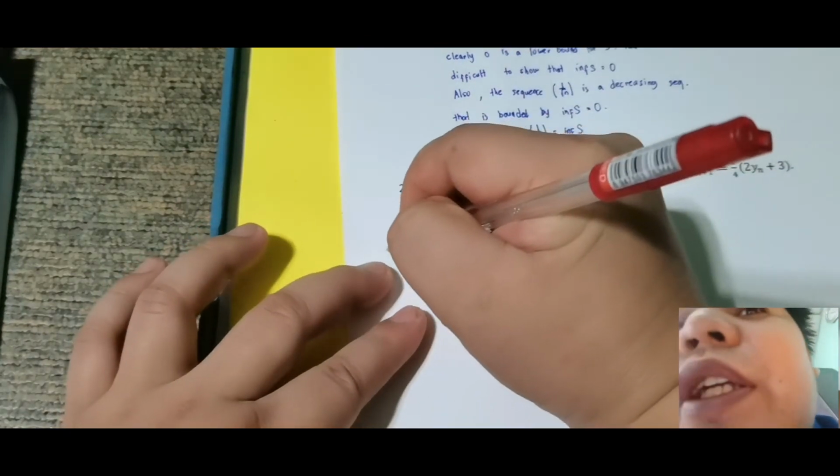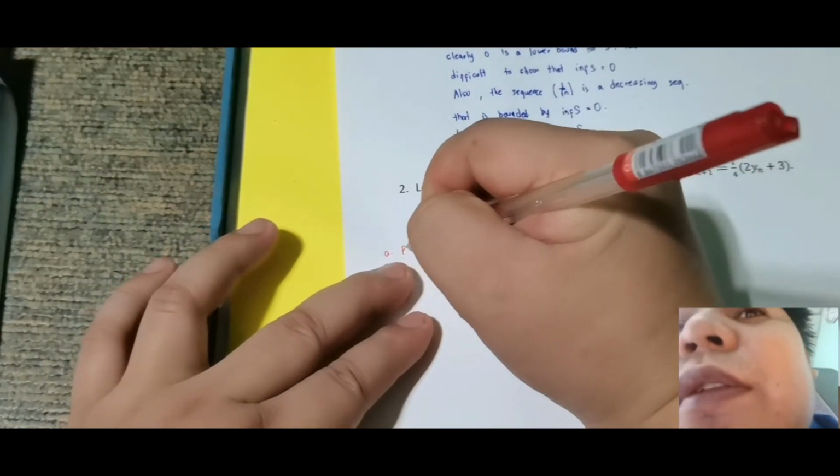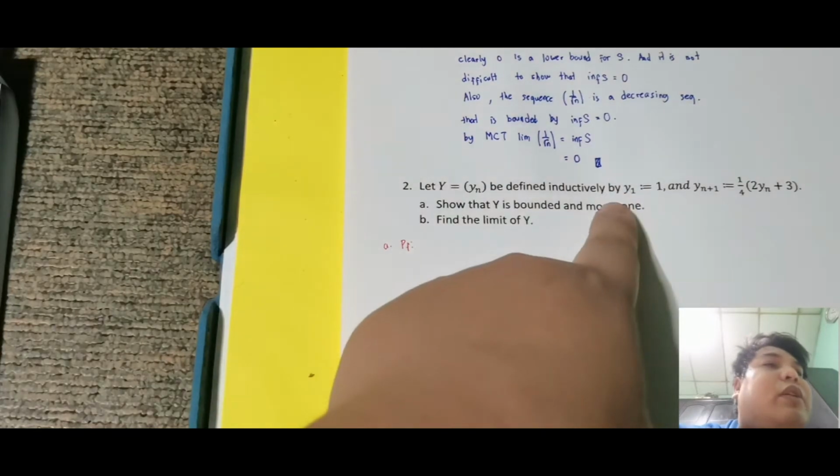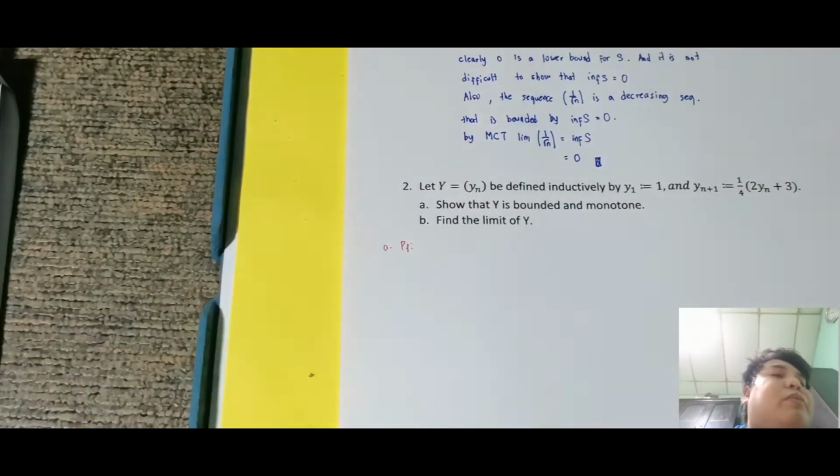Ito yung for letter A. Ito yung ating proof. Okay, so isa sa sure ko, y sub 1 is equal to 1, y sub n plus 1 is equal to 1/4 times 2 y sub n plus 3. Okay, so by direct calculation, ano si y sub 2?